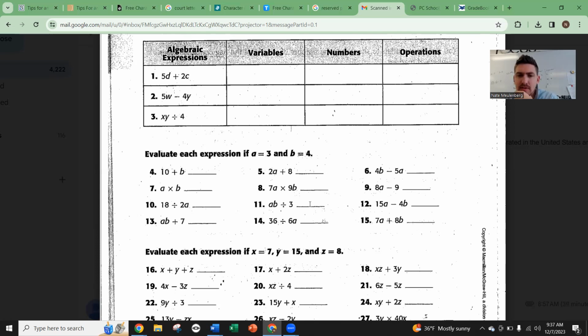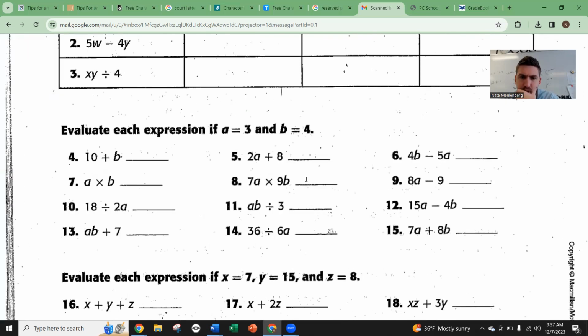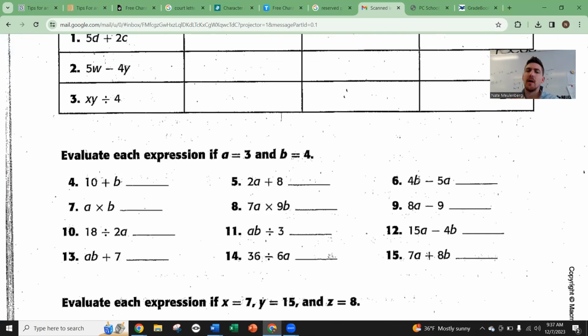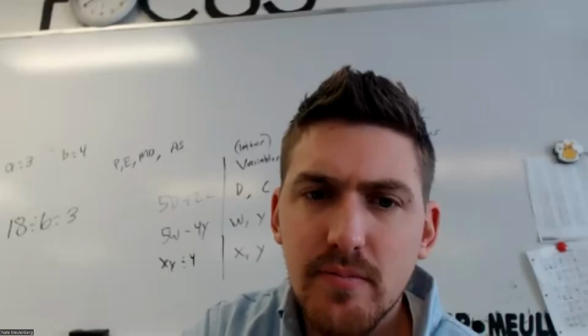Let's look at some examples here. They tell you a is 3, they tell you b is 4. Let's do number 6 together. 4b minus 5a.